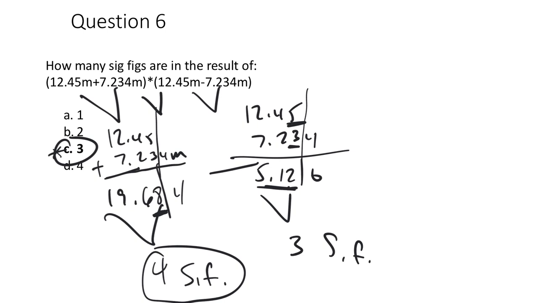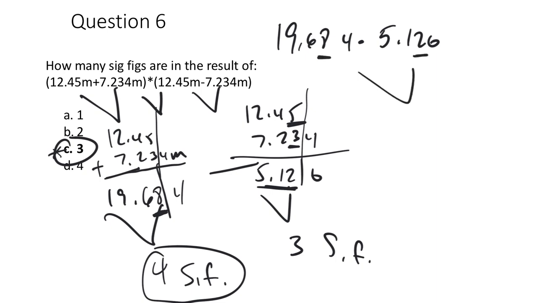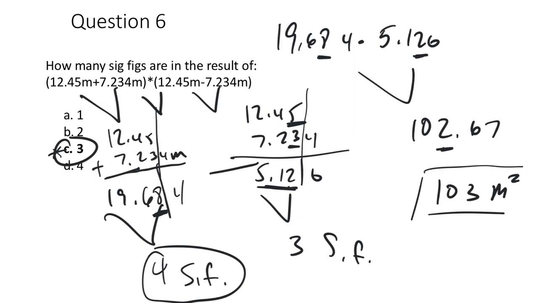So you can either do 19.684 times 5.126, just knowing that that's 4 and 3 sig figs respectively. And then when I get that result, I get 102.67. And I just know I'm rounding that to 3 sig figs. So I call that 103. And then looks like meters times meters, so that's square meters is our unit. So if I wanted the actual numerical answer, it'd be 103 square meters.